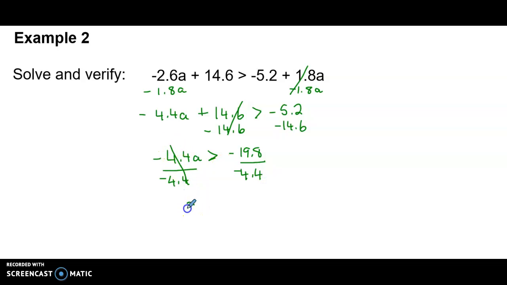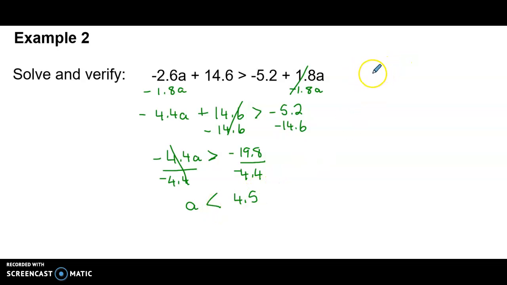That's going to cancel out. I'm going to get a on that side. On this side I'm going to get 4.5. And now I have divided by a negative number, so my sign has to change. So I get a is less than 4.5.